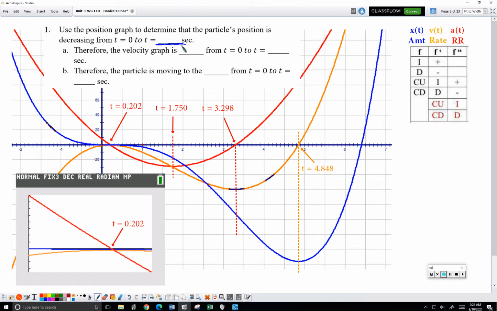So it says use the position graph. So position is the blue one. To determine that the particle's position is decreasing from time equals 0 until what time? So hands up, what time goes here?